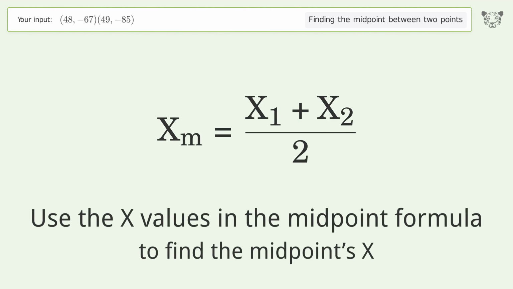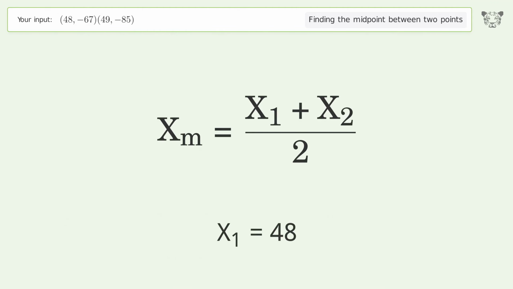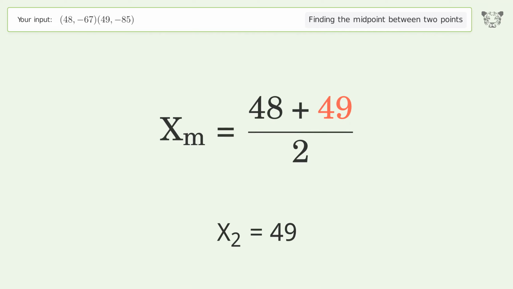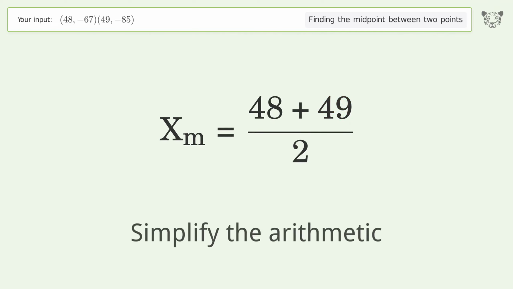Use the x values in the midpoint formula to find the midpoint's x. x1 equals 48. x2 equals 49. Simplify the arithmetic.